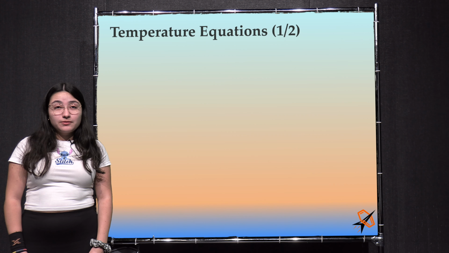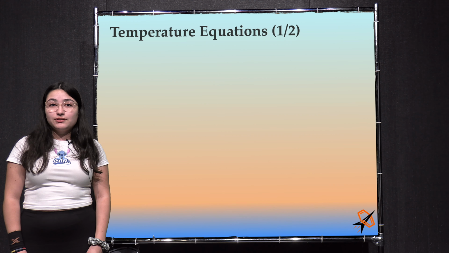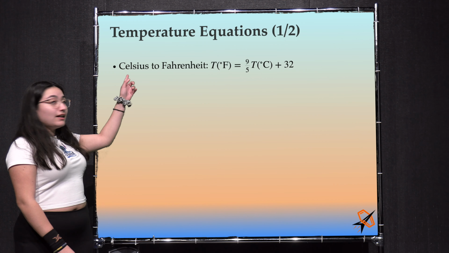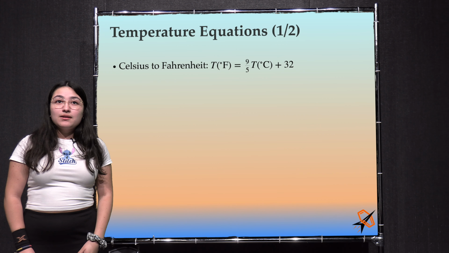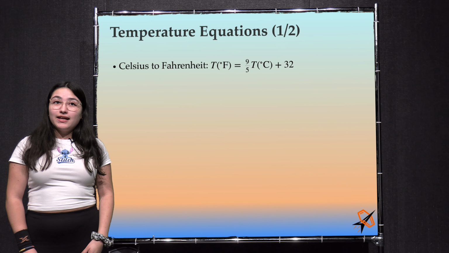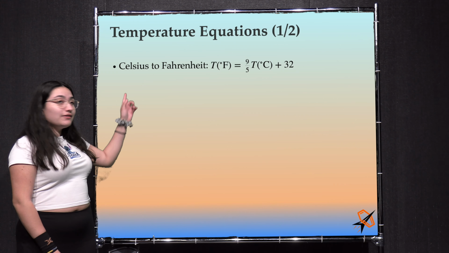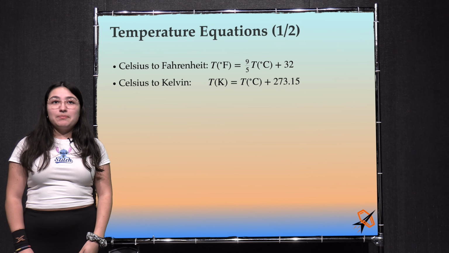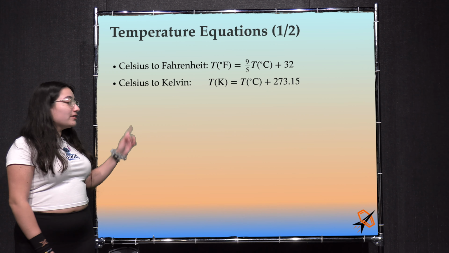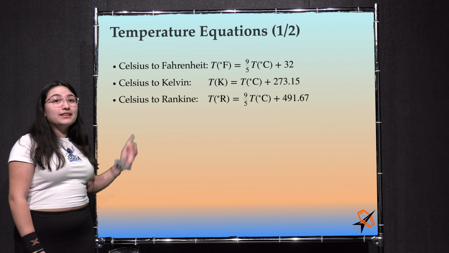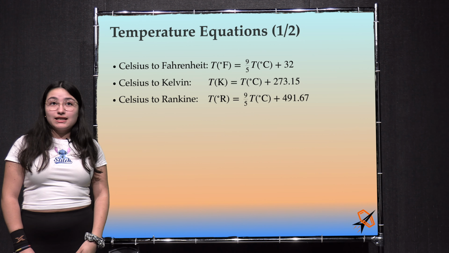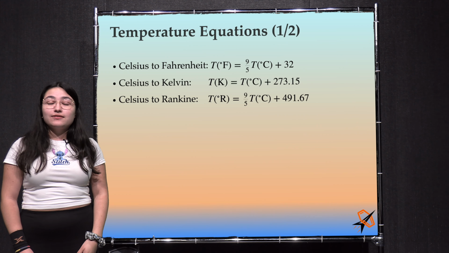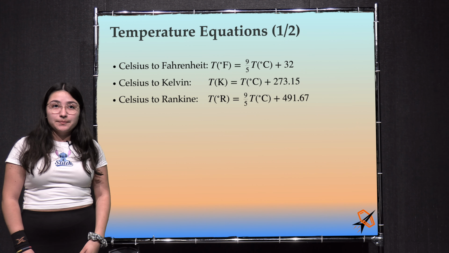Let's first go through the equations for converting one temperature to another, beginning with Celsius. To convert from degrees Celsius to degrees Fahrenheit, multiply by 9/5 and then add 32. To convert from degrees Celsius to Kelvin, add 273.15. To convert from degrees Celsius to degrees Rankine, convert first to Kelvin and then to Rankine, or multiply by 9/5 and then add 491.67.